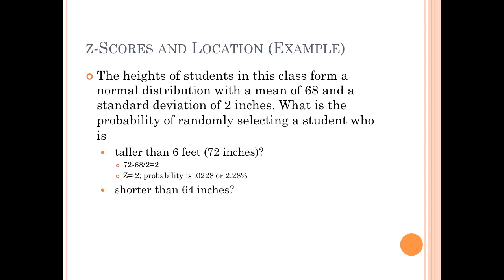For shorter than 64 inches, you would do the same thing, but now it's 2 standard deviations below the mean. So what would be the probability, without looking at your table?